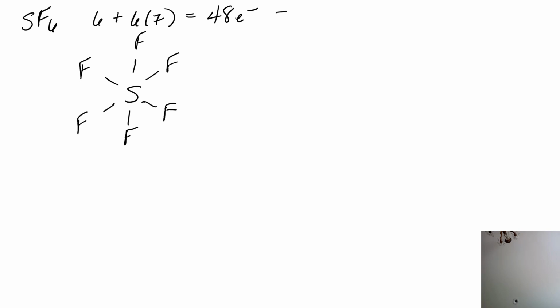So drawing that skeletal structure, I used 12 electrons, 36 left, and when I give the fluorine atoms an octet, I will use up the remaining electrons, and everybody's happy.